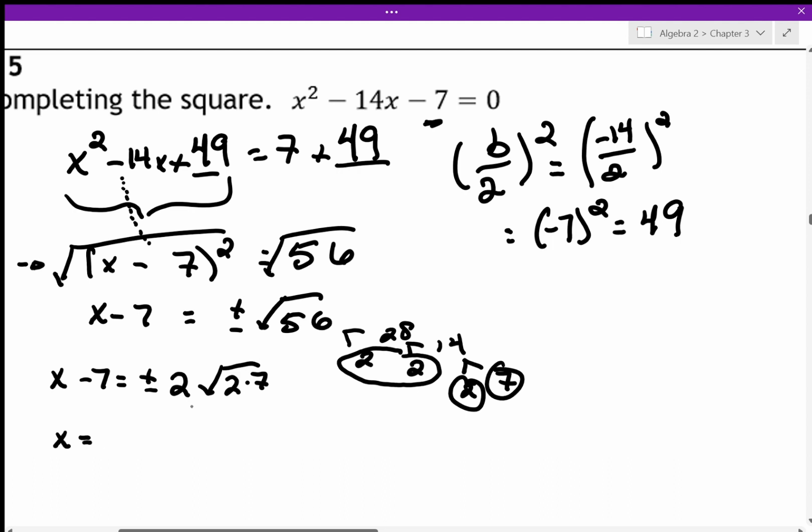I'm going to do two things in this next step. I'm going to put the 2 times 7 together to make it a 14 again, and I'm going to add this 7 over. So we're going to have 7 plus or minus 2 root 14. And that is going to be our answer.